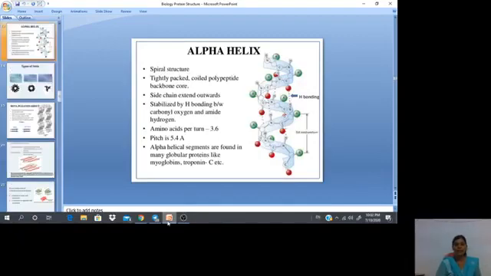Alpha helix. It has a spiral structure. It is a tightly packed, coiled polypeptide backbone core. Side chains extend outwards. We are seeing R in green outwards. It is stabilized by hydrogen bonds. We are showing this by arrow, hydrogen bond. Hydrogen bonds form between carbonyl oxygen and amide hydrogen. Amino acids per turn are 3.6. Its pitch is 5.4 angstrom. Examples are globular proteins like myoglobin and troponins.